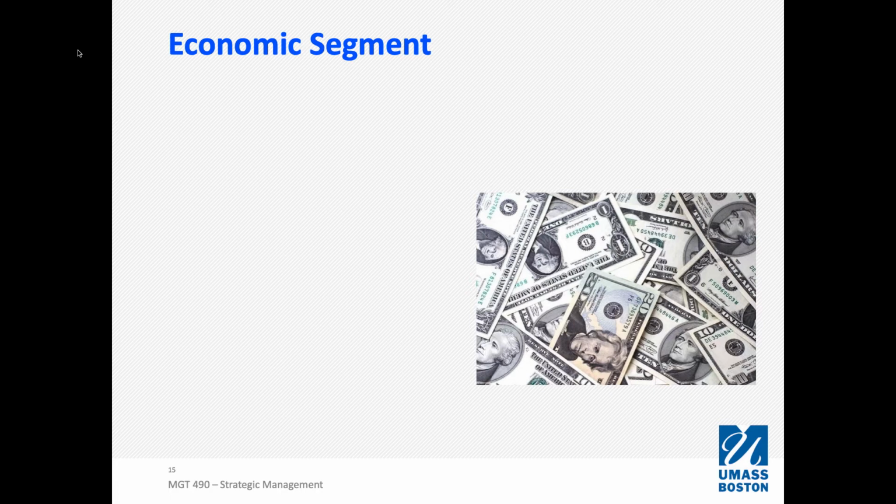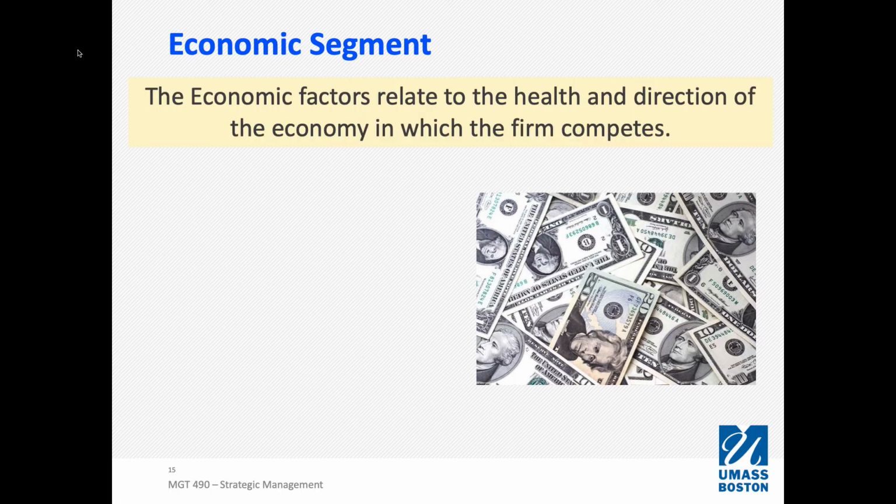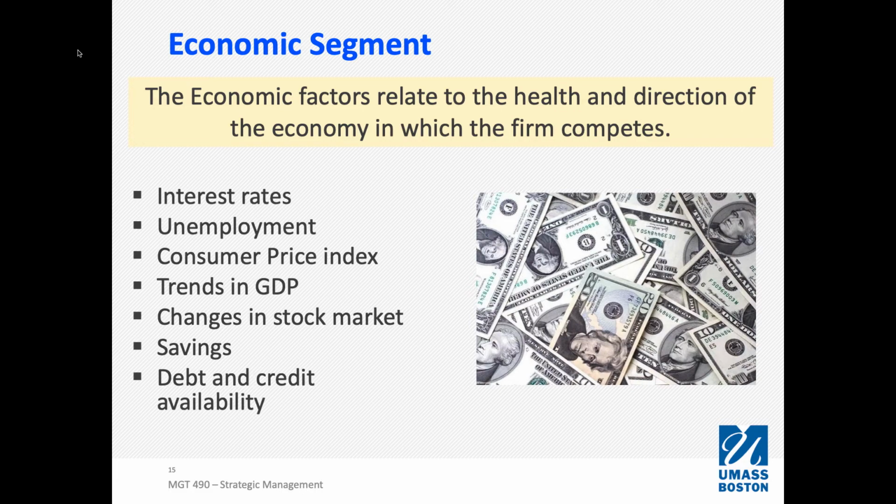Economic segment. What goes here? We mentioned at least one of them already. Recession. What else? Inflation. Tariffs, a little bit both, a little bit here, also political, because tariffs have to be enacted by Congress. The stock market, interest rates, unemployment, trends in GDP. Yep, all right, we're trucking along.